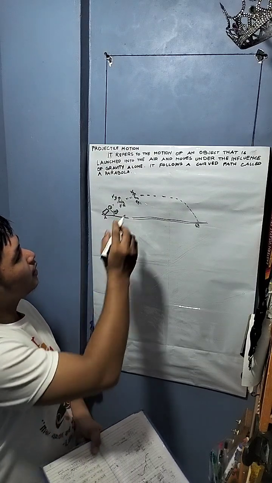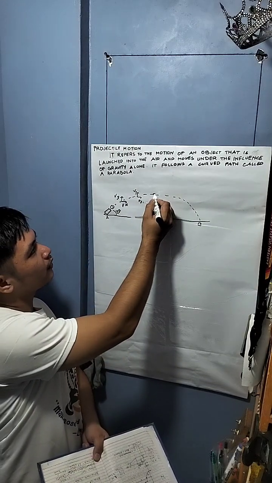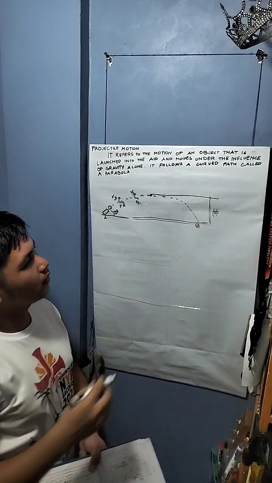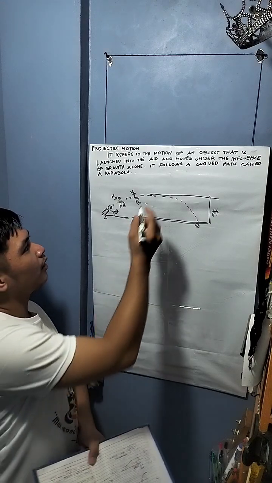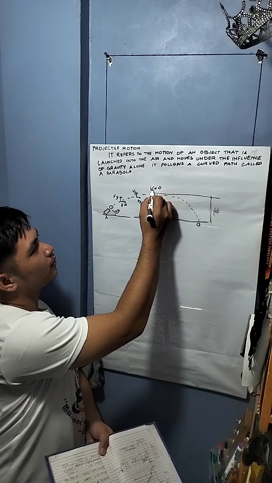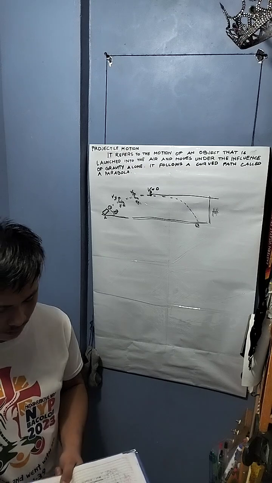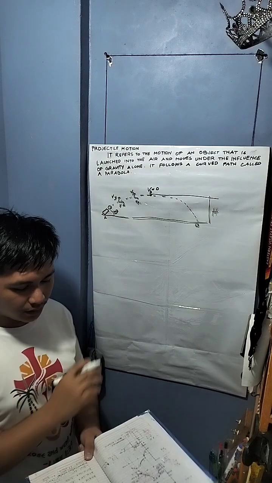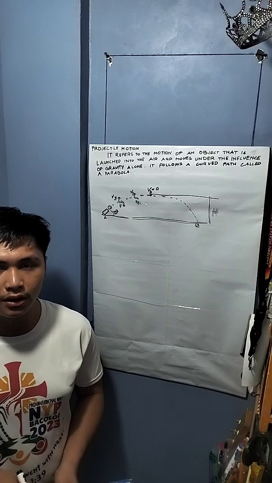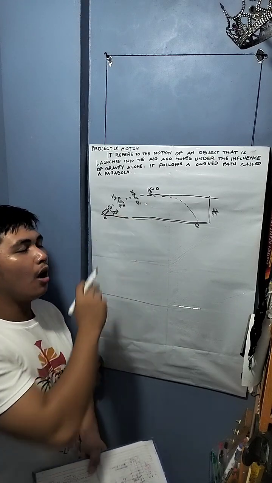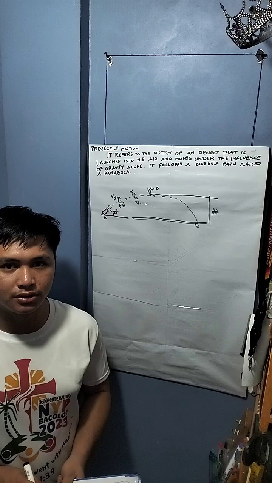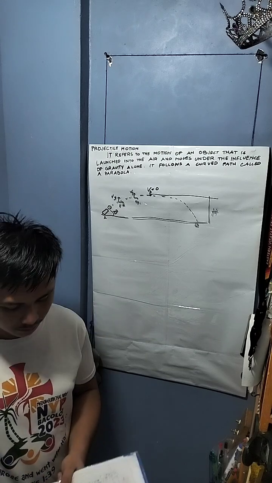So as you can see, at a certain point we also have the highest point, wherein our object will have a velocity equal to 0 on the y-axis. We also consider that we neglect the air resistance. It means our object won't experience any resistance due to the air.